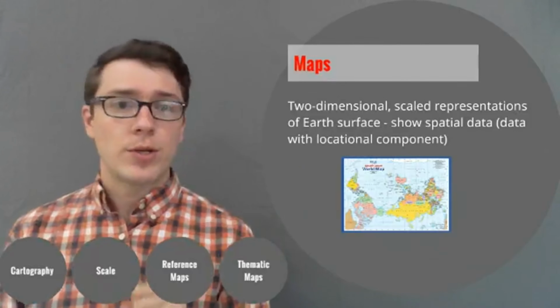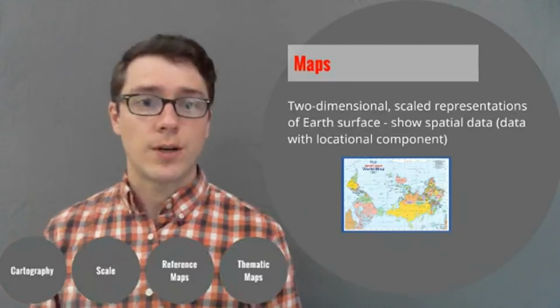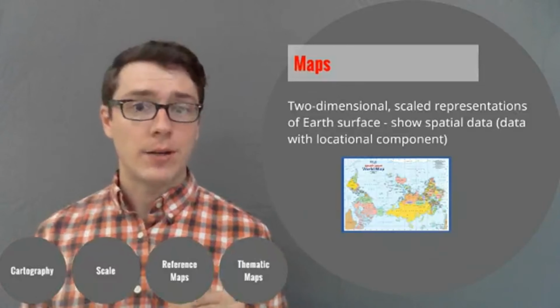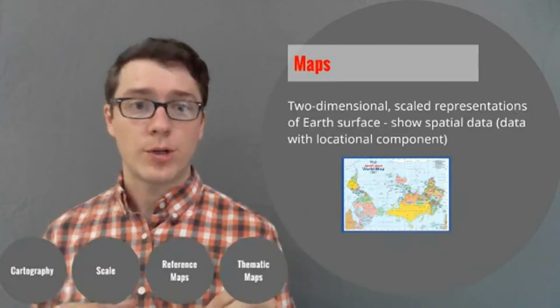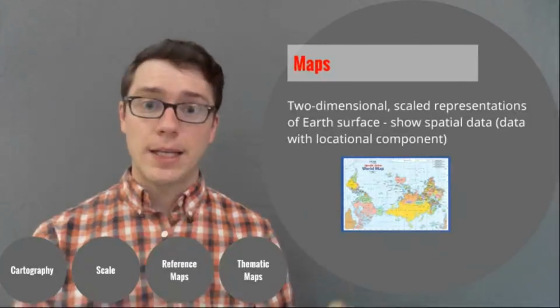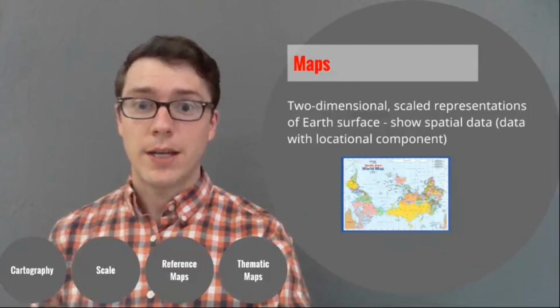A map is a two-dimensional scaled representation of the Earth's surface. Maps show spatial data, which is data with a locational component, so that people can understand it. So we take our 3D globe and we try to project it onto a flat surface to better understand.